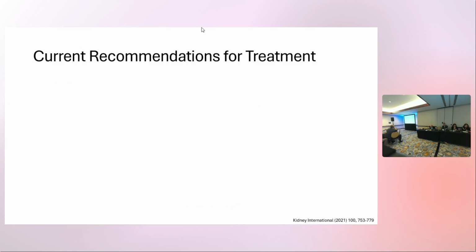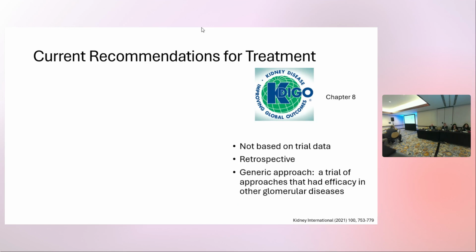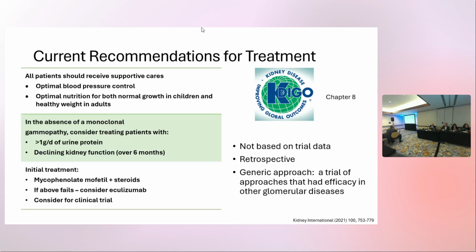But before we go that direction, let's very quickly, still today, if you were to follow guidelines, you would be following the Chapter 8 KDIGO guidelines that were actually published in '21. They're not based on trial data. We've discussed this in more than one venue here. They are obviously retrospective, and they were designed because of a generic approach, essentially, to a proliferative glomerulonephritis. Without better evidence, it seemed like a reasonable direction to go.